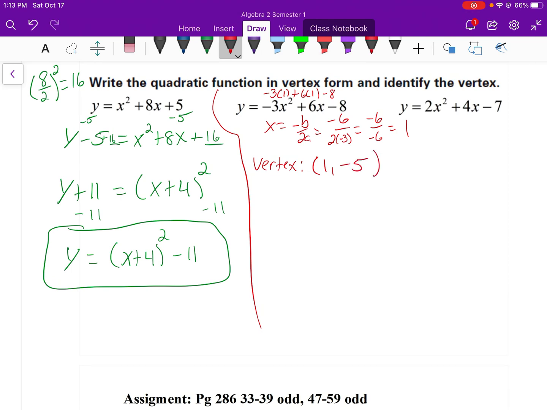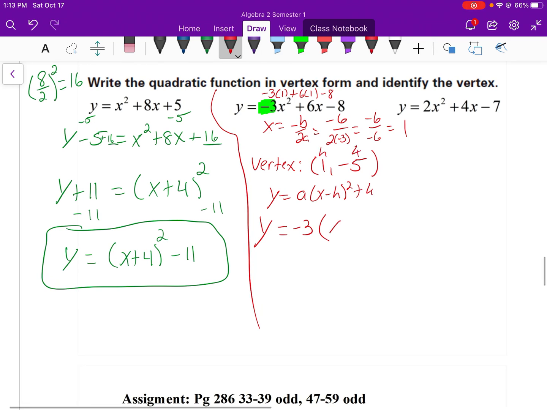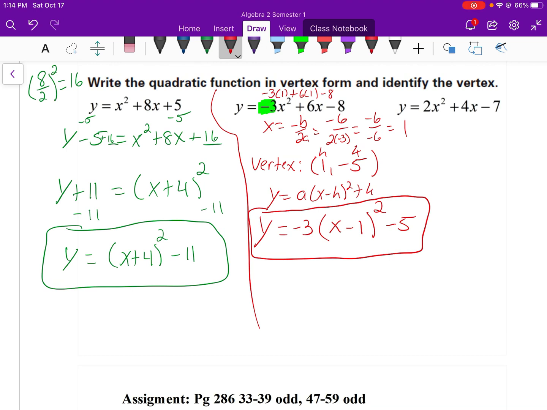Now when you are writing this in vertex form, the a value never changes no matter what form you're in. The a value in this case is negative 3, so that would have to come first. If you remember, y is equal to a times x minus h squared plus k. Here's my h, there's my k. So negative 3 times x minus 1 squared plus k, so minus 5. There we have it in vertex form.